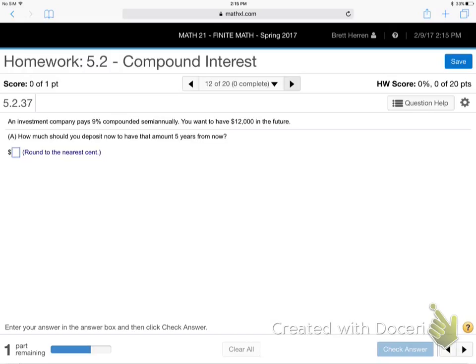Okay, so there we go. So there's the question. Investment company, 9%. You want 12,000 in the future, so same formula: A equals P, 1 plus R over N to the NT, like that. You probably already know what to do. Let me give you just a second, in case you haven't got there yet.